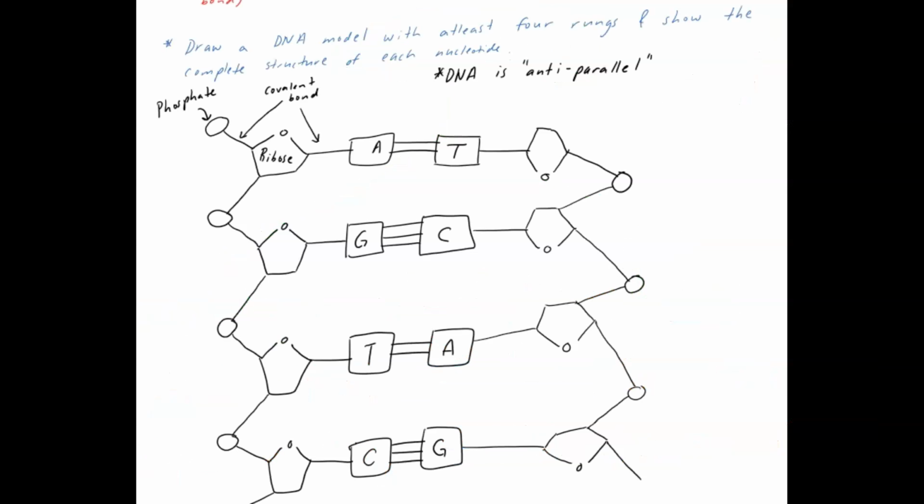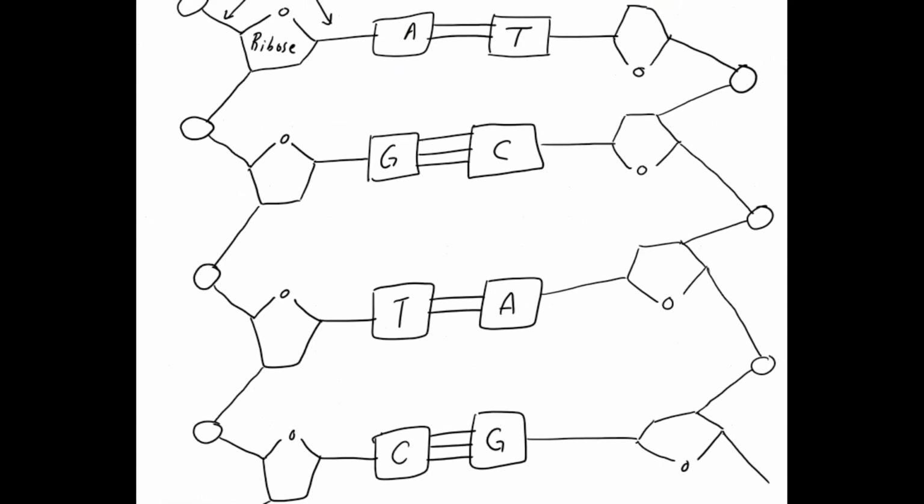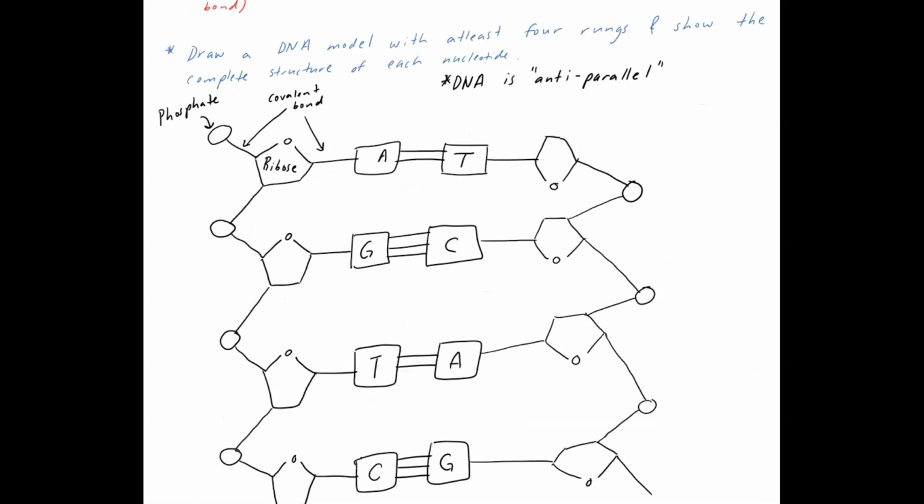All right, so on a quiz, for example, you might have a question that would say to draw a DNA molecule with at least 4 rungs of DNA, and that's what we're looking at here, a DNA molecule with 4 rungs. This would be the type of question that I would be asking you. So this would be a good time just to pause the video and go ahead and get these 4 rungs down.